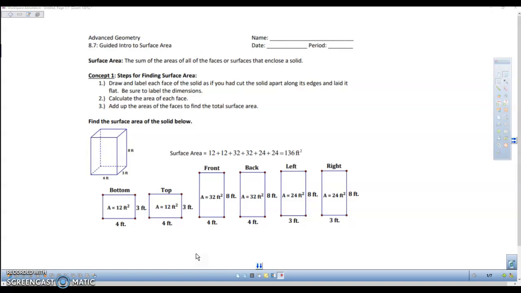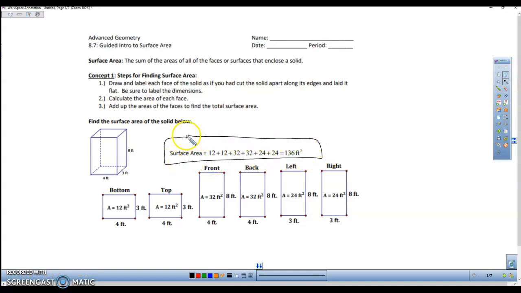The process for finding surface area is: 1, draw and label each face of the solid as if you had cut the solid apart along its edges and laid it flat. Be sure you label the dimensions. I've done that in this first example; I've got all 6 surfaces of that box drawn and labeled. Next, calculate the area of each face. In that example below, I have all the areas calculated. Finally, add up all the areas of the faces, and that will give you your total surface area. I have that for this example right here.